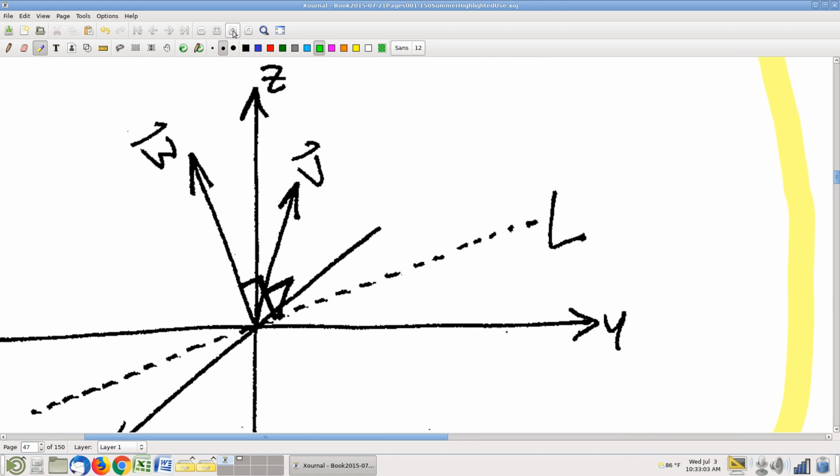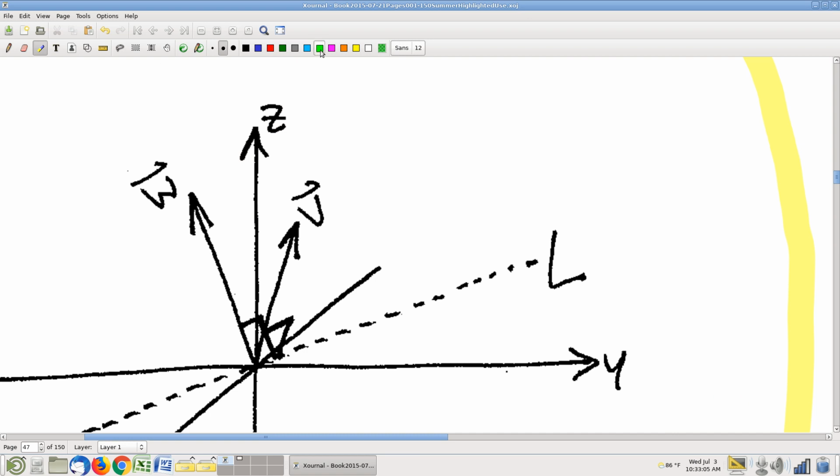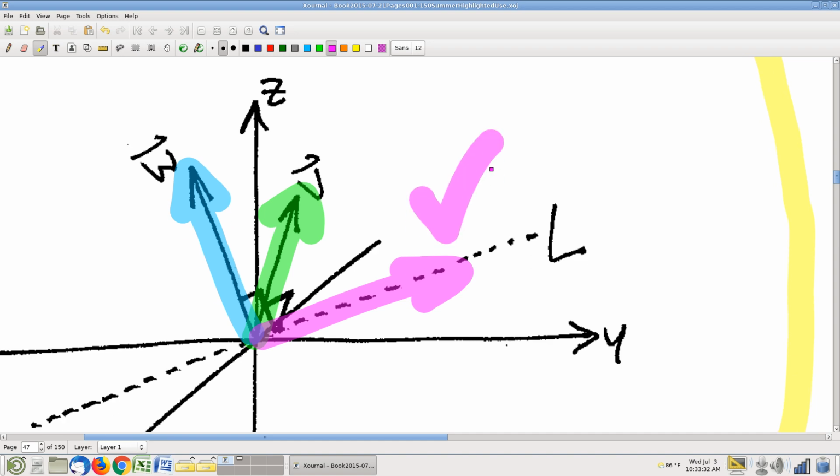In this picture, look at V, look at W. Right hand: first finger in the direction of the first vector V, second finger in the direction of the second vector W. Your thumb tells you which way the cross product points along that line. So the cross product has to be, in this case, that way, not this other way.